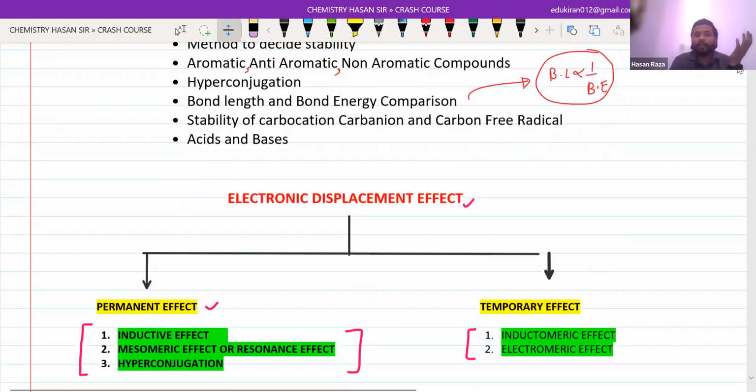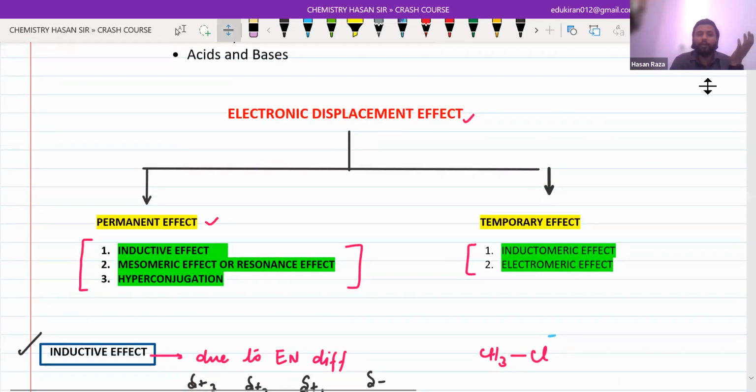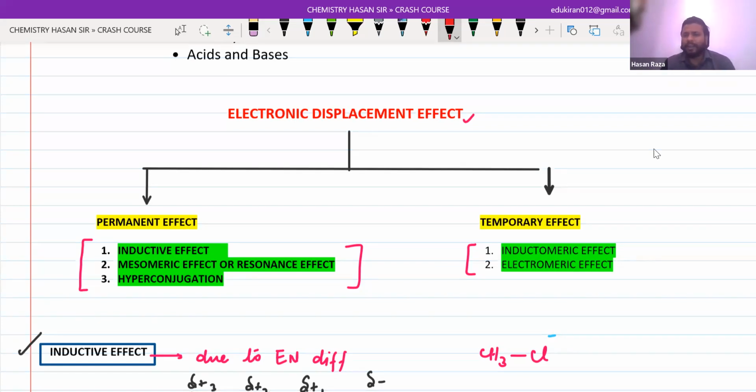Before that, I'm going to show you this. This is basically the electronic displacement effect. What is the electronic displacement effect? Basically, the effect in which electrons get displaced is called the electronic displacement effect. And this is of two types: one is the permanent effect and another is the temporary effect. We don't need to deal with the temporary effect.